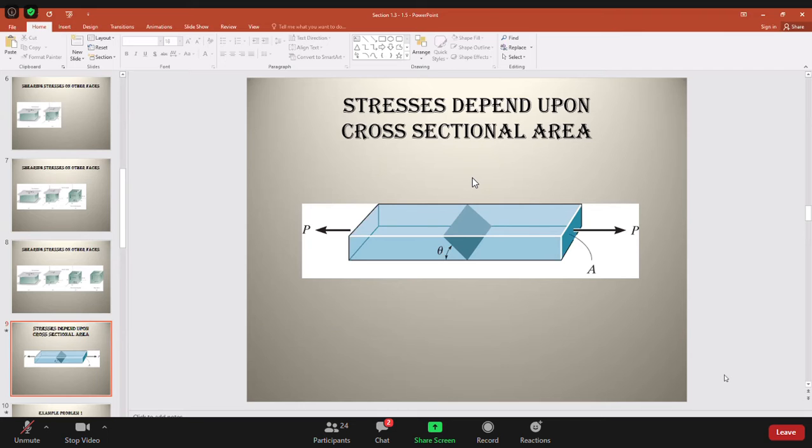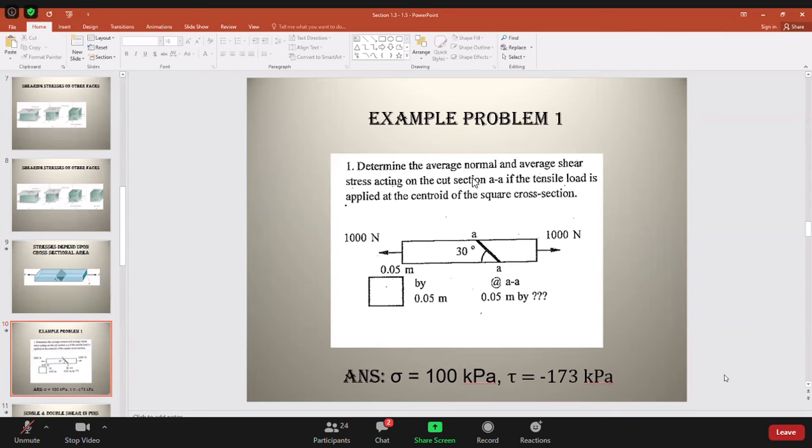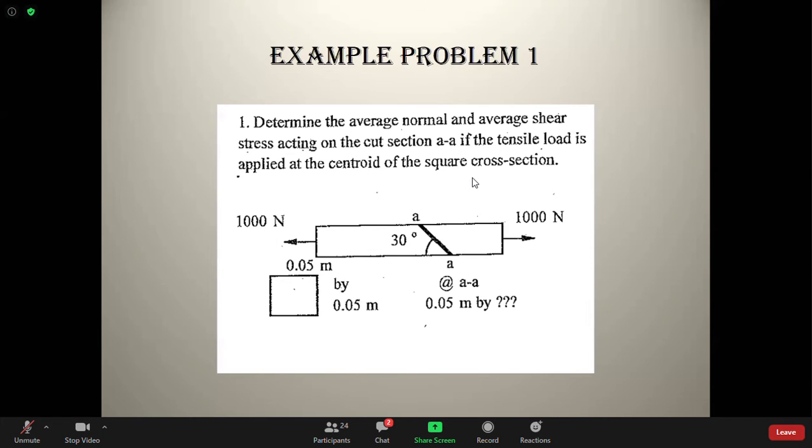Let's do the first problem then, which is this. Please read the problem. Determine the average normal and average shear stress acting on the cut section AA. So the force applied is 1000 Newton, which is perpendicular to the cross-sectional area. This is an axial force we've applied.